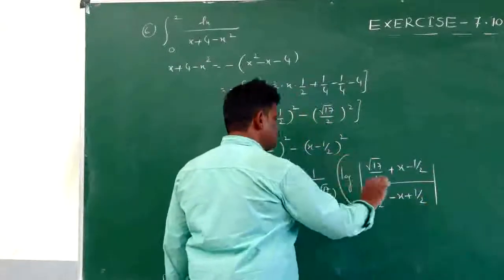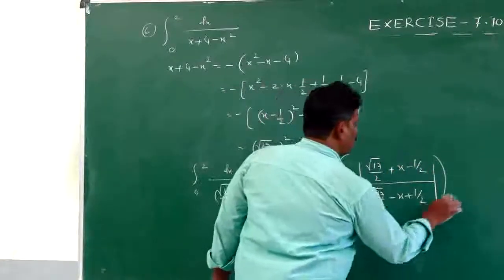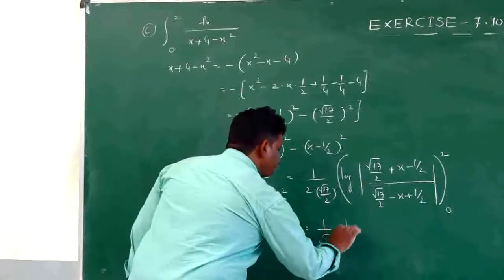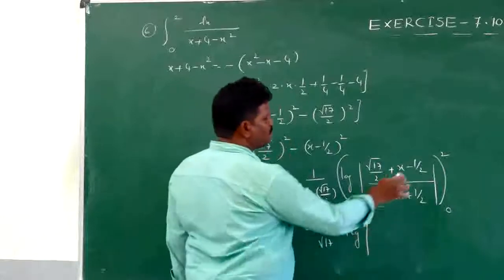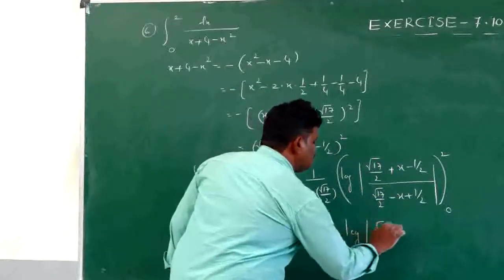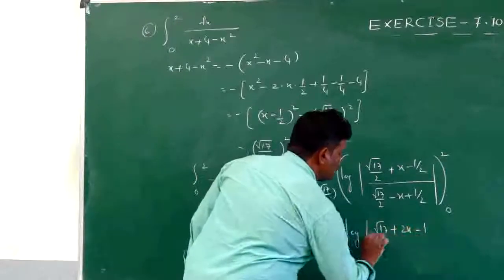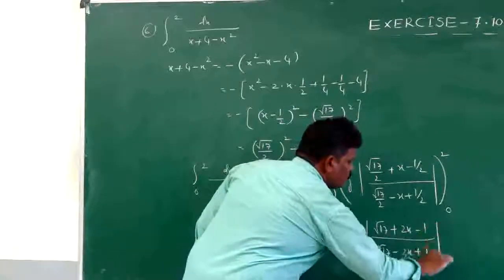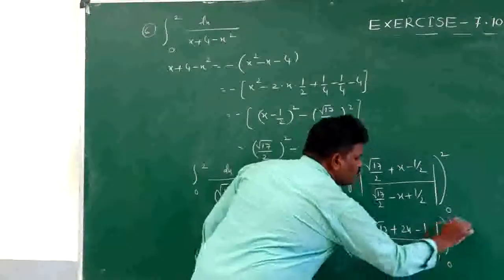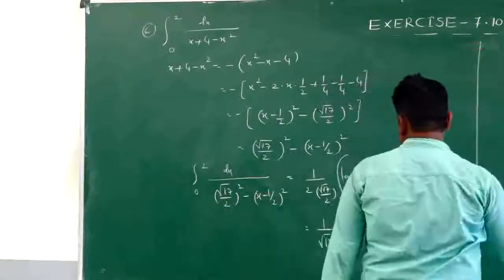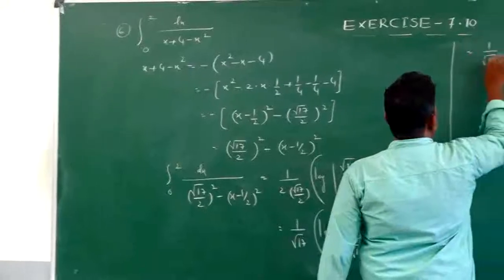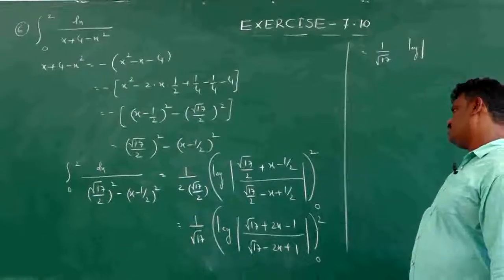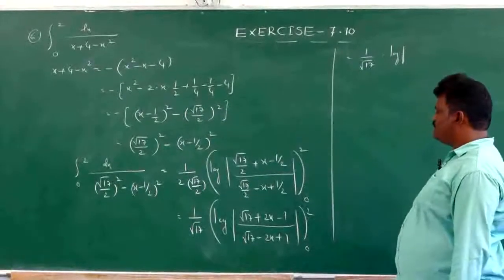Now if you substitute the limits, where to where, this limits 0 to 2 value. Next step that is equal to, cancellation, 1 by root 17 log of, here LCM 2 there, so root 17 plus 2x minus 1 divides root 17 minus 2x plus 1, limits 0 to 2. Next step, 1 by root 17 into log of root 17 plus 2x minus 1. Now here we substitute the limits.